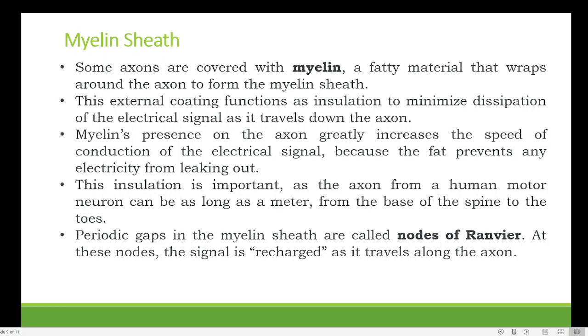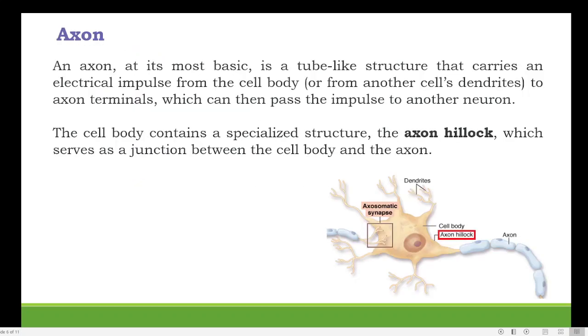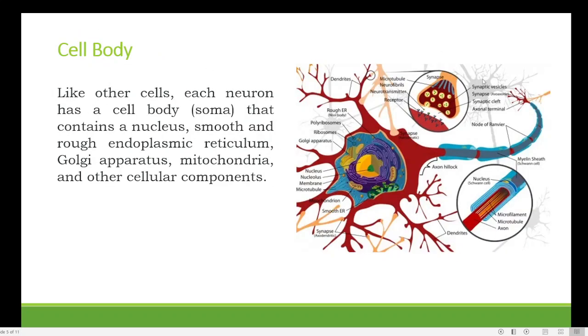Then periodic gaps in the myelin sheath are called nodes of Ranvier. Here you can see that. Here also in the axon, there are certain gaps. These gaps are known as the nodes of Ranvier, named after the scientist. So actually this myelin sheath is not continuous.